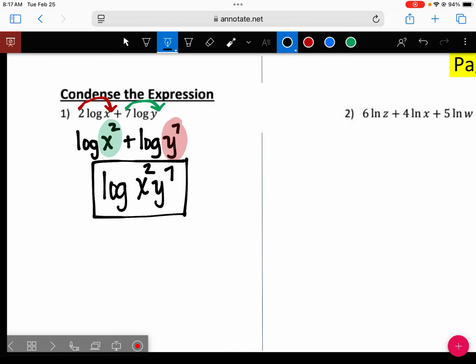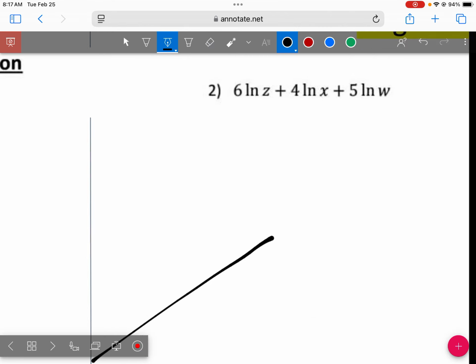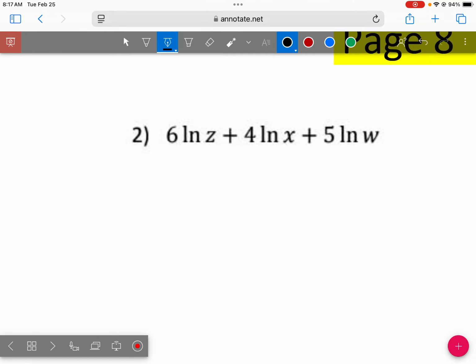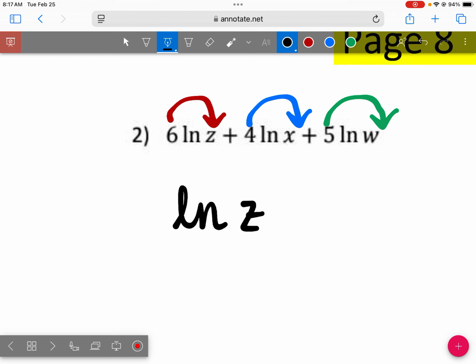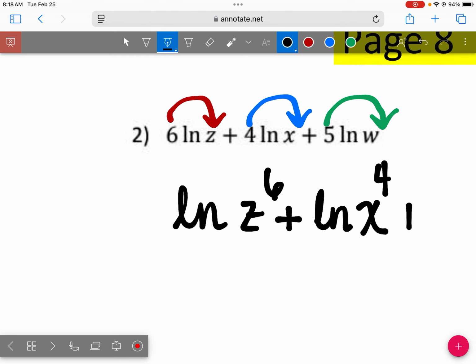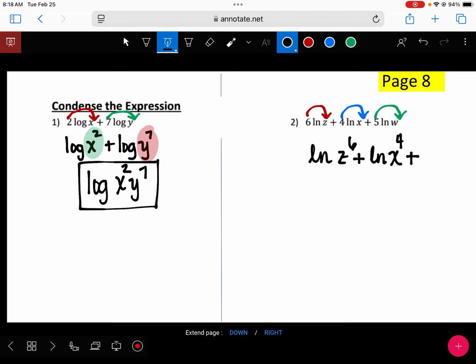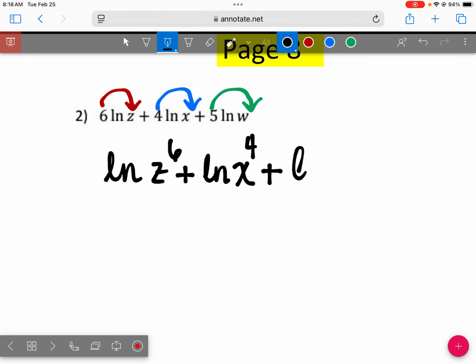All right, let's look at the second one here. First thing we're going to do is look for exponents. So we have a 6 that's an exponent to z, a 4 that's an exponent to x, and a 5 that's an exponent to w. So we have the natural log of z to the 6 plus the natural log of x to the 4th plus, and that's an L, not a 1, I know it looks like a 1, plus the natural log of w to the 5th.